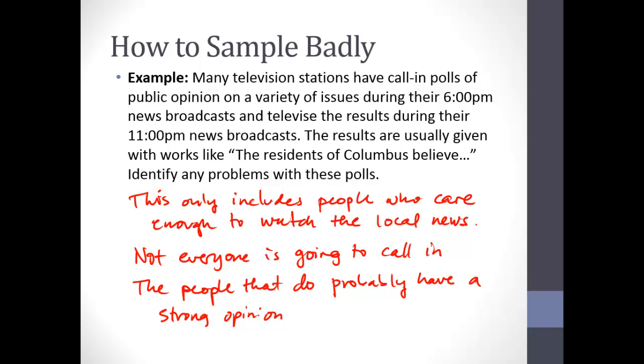All right. So first way to sample badly is taking a convenience sample. This is sort of like that. I'm allowing people to call in and tell me what they think. And again, if I want to say something like the residents of Columbus believe, this is not a good way to do this. What I could say is people who watch the local news at 6 o'clock and care enough to call in believe. So again, if you're trying to say a statement about all people in Columbus, this is not a good way to do so.